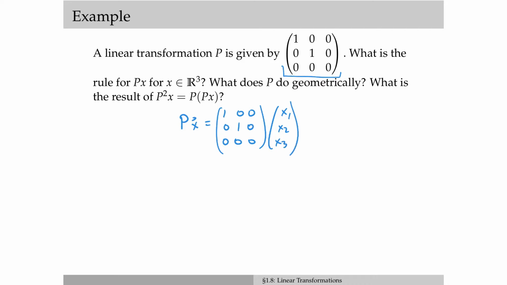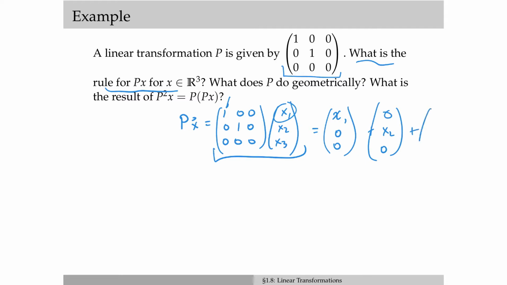Now, what does P do? What is the rule for Px? Well, I've already started to establish that here. It is nothing more than taking each one of these columns and tacking on its weight. So that's going to be x1, 0, 0, plus 0x2, 0, plus 0, 0, 0, which is x1, x2, 0. So what P does is it basically strips off the x3 and leaves x1 and x2 as they are.